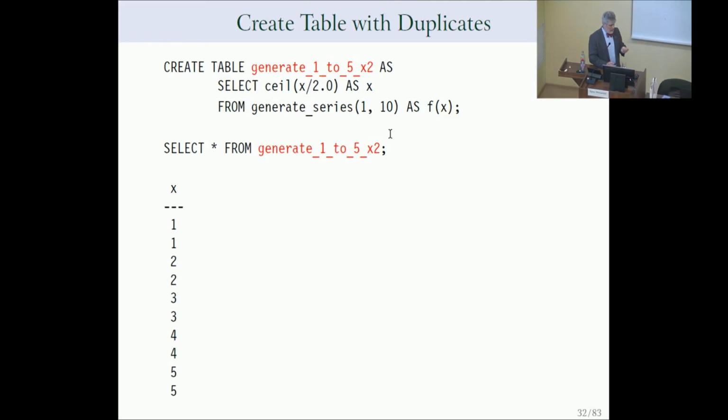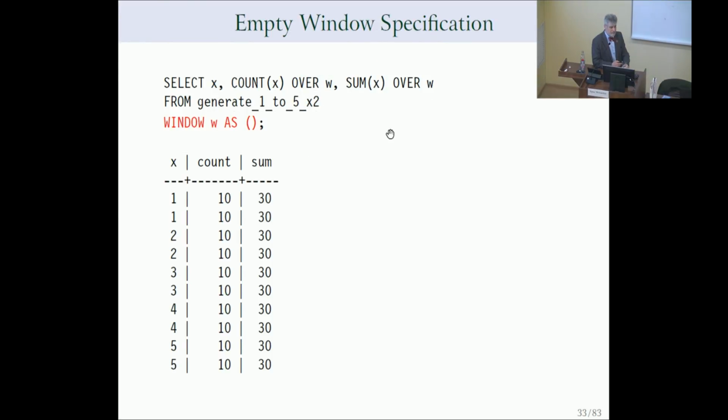Okay. But the order by without duplicate values is kind of silly. So I'm going to create a new table called generate 1 to 5 x2, and it's going to contain duplicates for all the numbers from 1 to 5. And you're going to now visibly see how the duplicates are handled. Here's the default. As you may have guessed, the numbers 1 to 5 added twice is 30. So that's why we have 30 instead of 55. But again, very similar to the first window query that we saw.